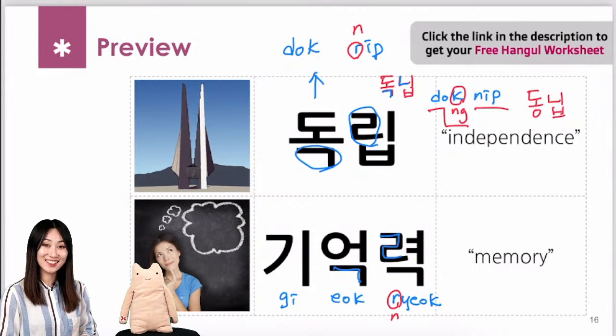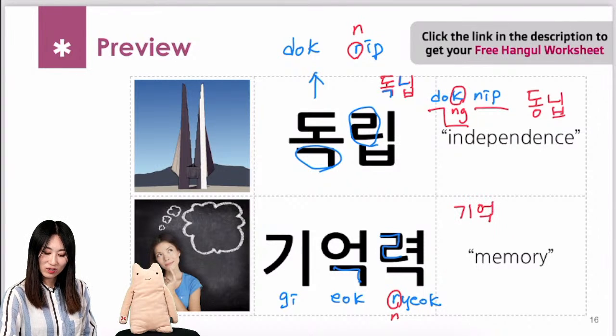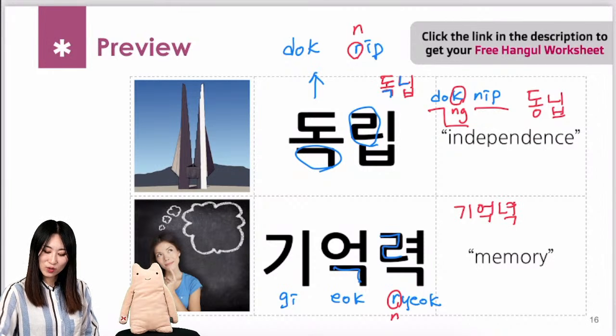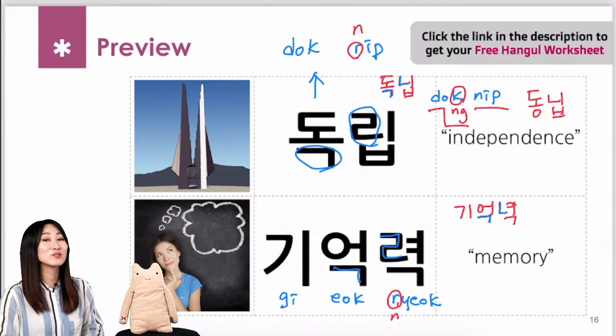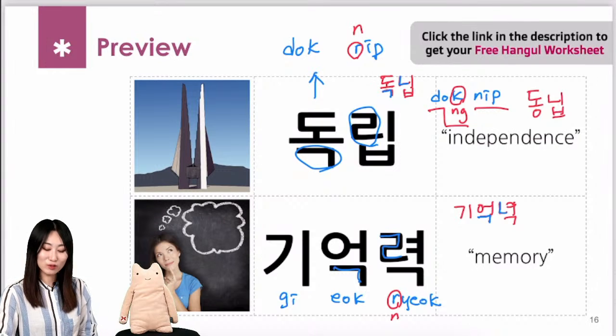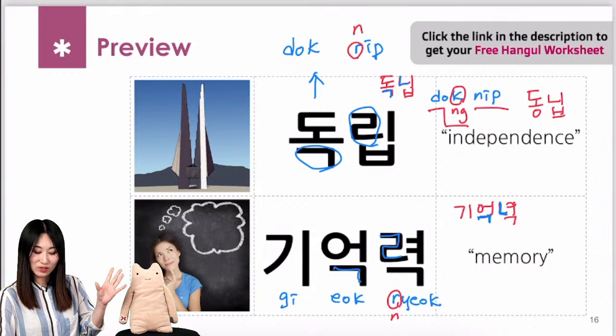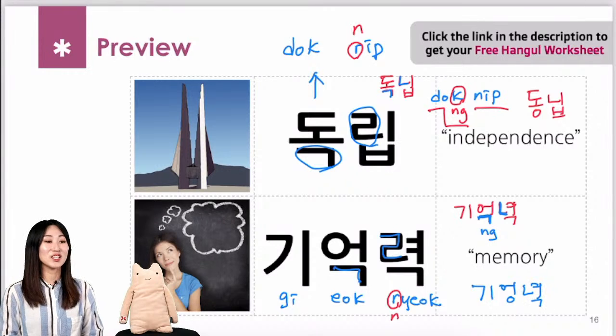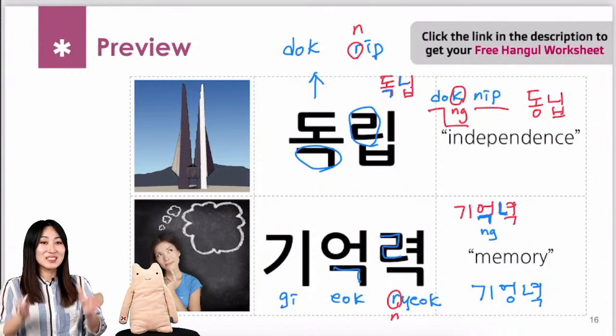Yes, exactly. But then it becomes 기억력, right? So now this sound meets this sound, this 기억 air blocking sound meets this nasal sound. And what happens is these sounds change to nasal sounds. ng, as in 기억력. So basically, this is a rule.